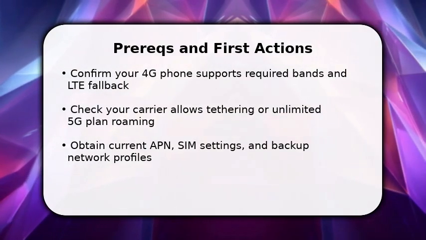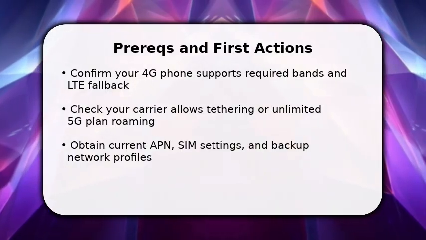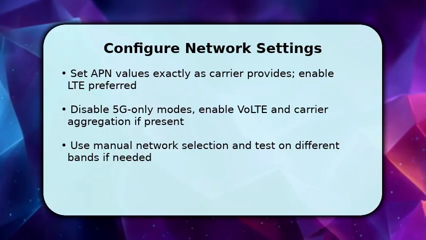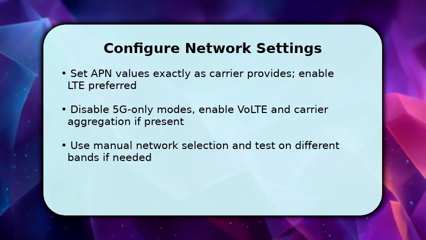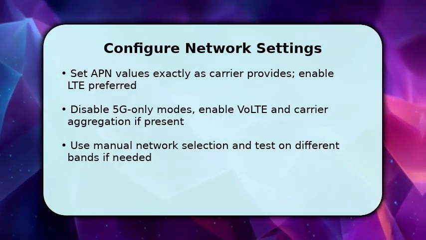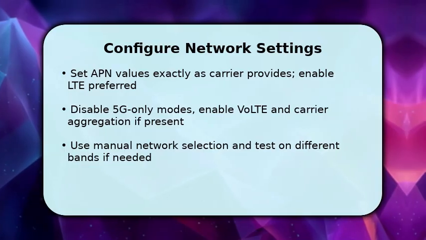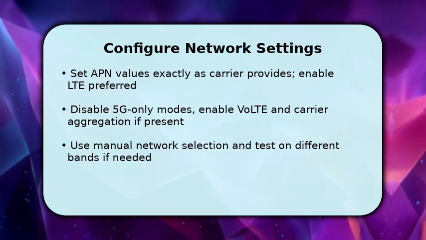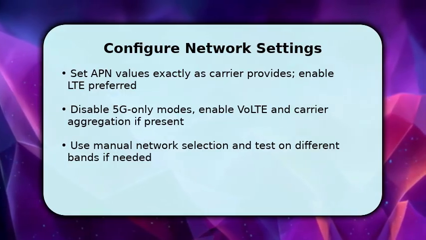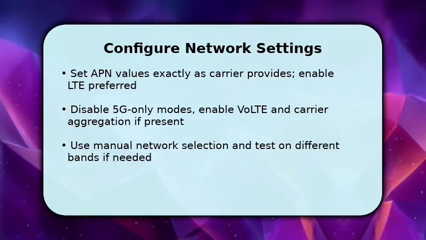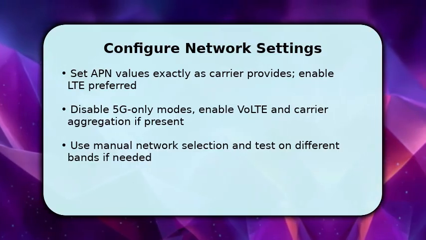Now you configure APN and connection preferences. Enter the carrier APN, MMS settings, and ensure authentication type matches. Make LTE the preferred mode and turn on VoLTE, LTE, and carrier aggregation when available, because those features stabilize data sessions on non-5G devices. If connectivity fails, switch to manual network selection and try available bands.